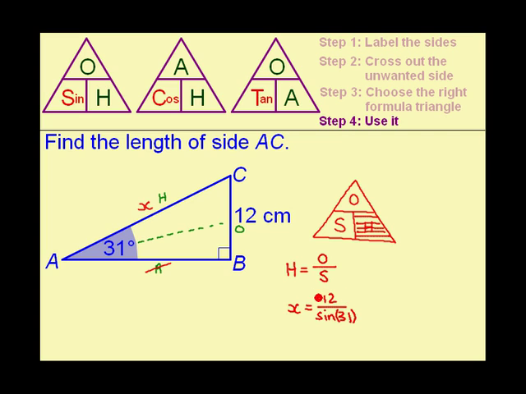We now type this into our calculator. Rounding to 3 significant figures, we get 23.3. This is the length of this side here, so the units are centimetres.